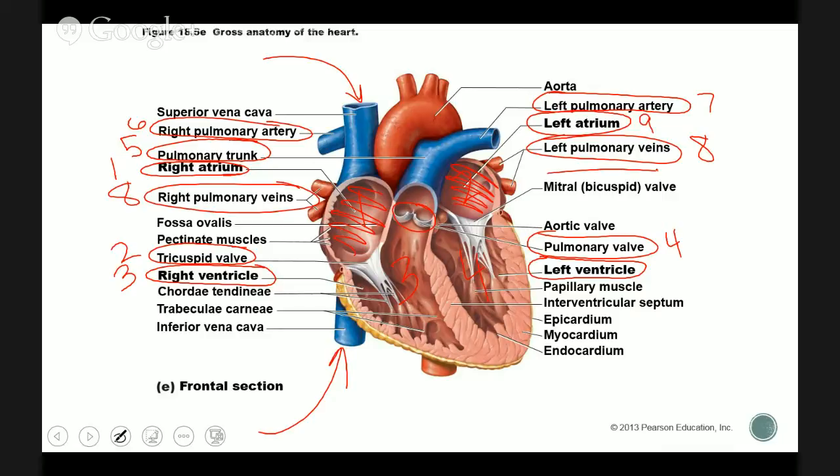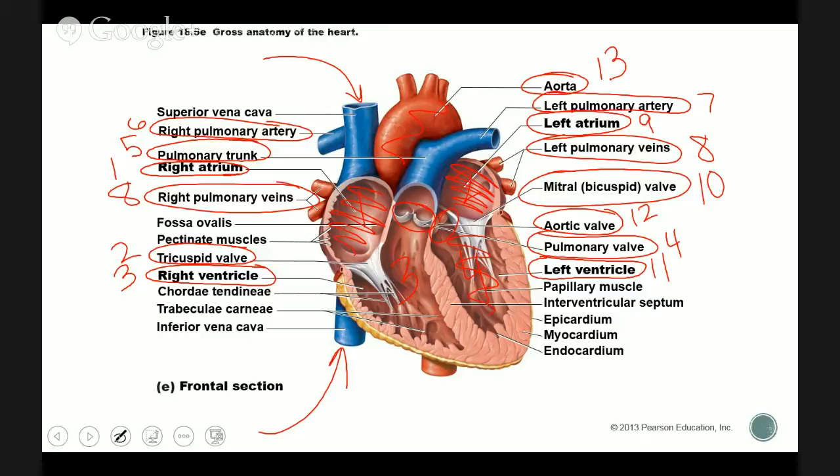Going to pass through the mitral valve, which we'll talk about the valves in a little bit. And then it will enter the left ventricle. And then after it comes into the left ventricle, the heart will push the blood through another valve called the aortic valve. And then the blood will pass through the aorta. I've got them all written here.